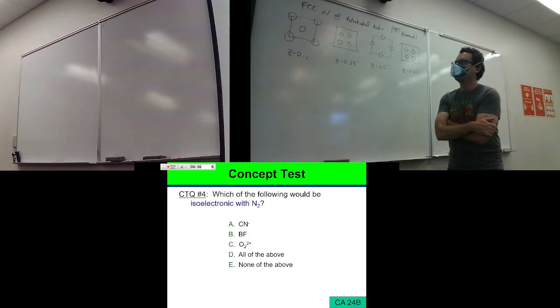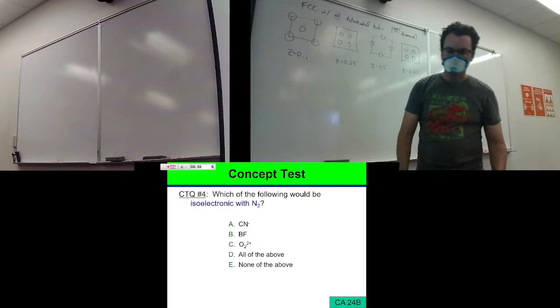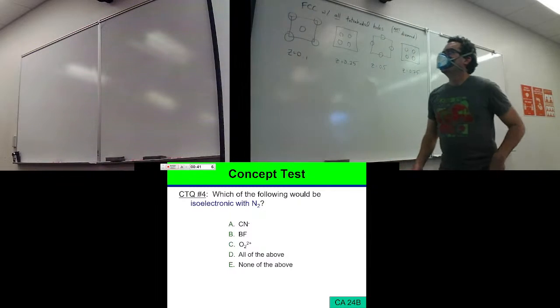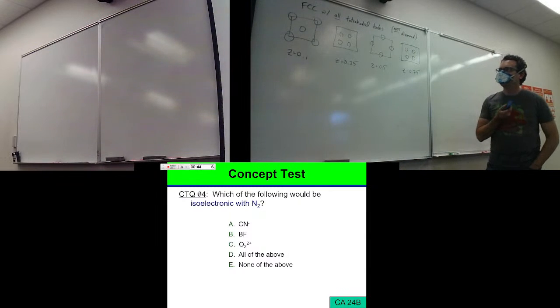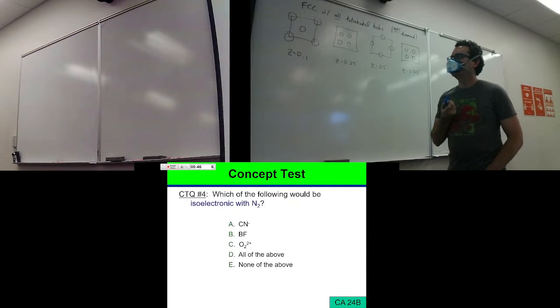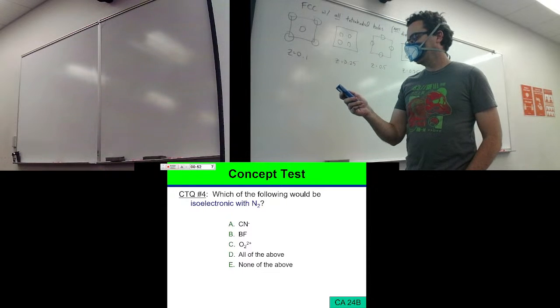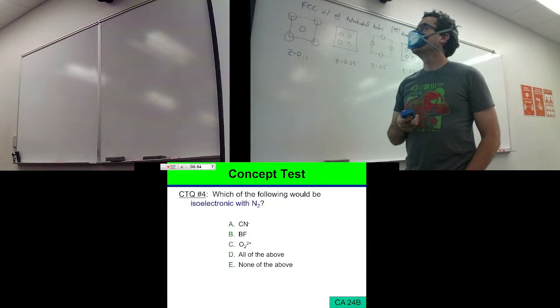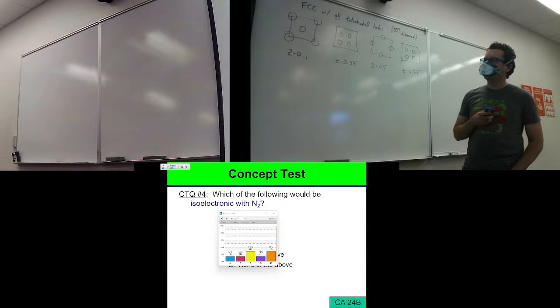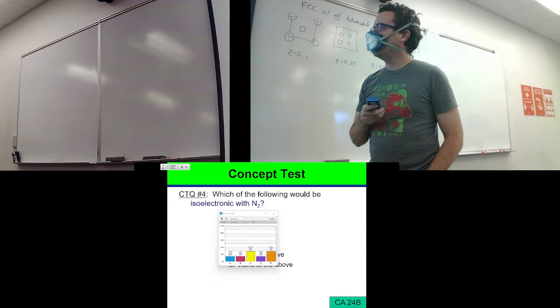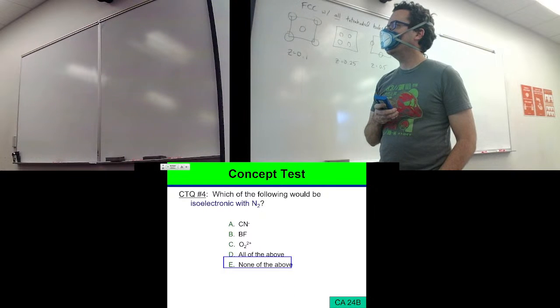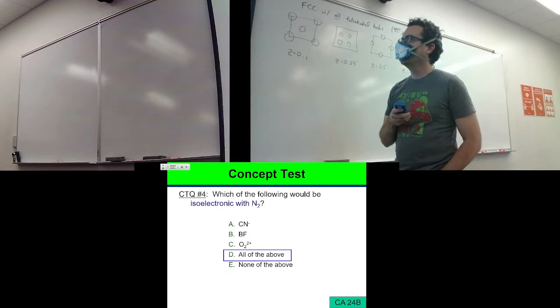Number of valence electrons, basically. All right, I'm going to stop it at 60. Okay, so stop it there. The votes go all over the place. That's fine. It was a little fast, maybe. So the answer is all of them are isoelectronic.